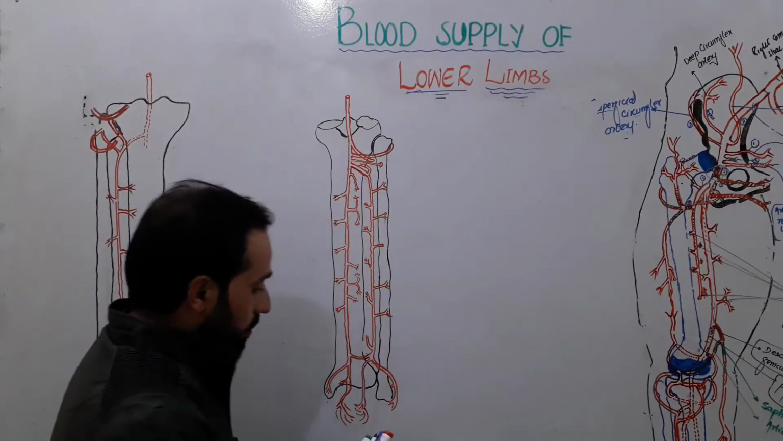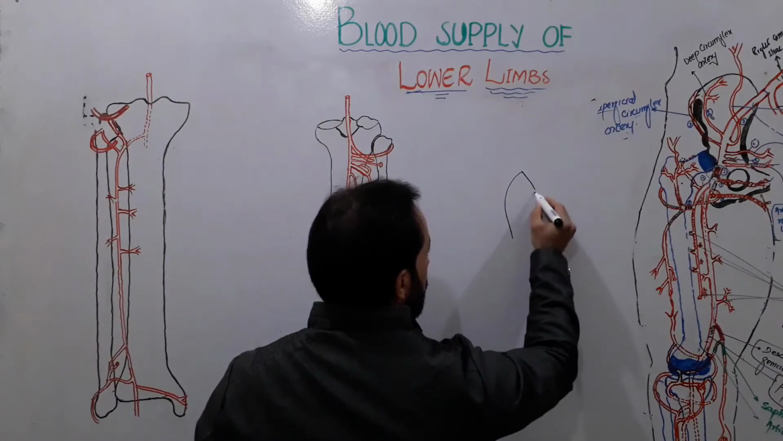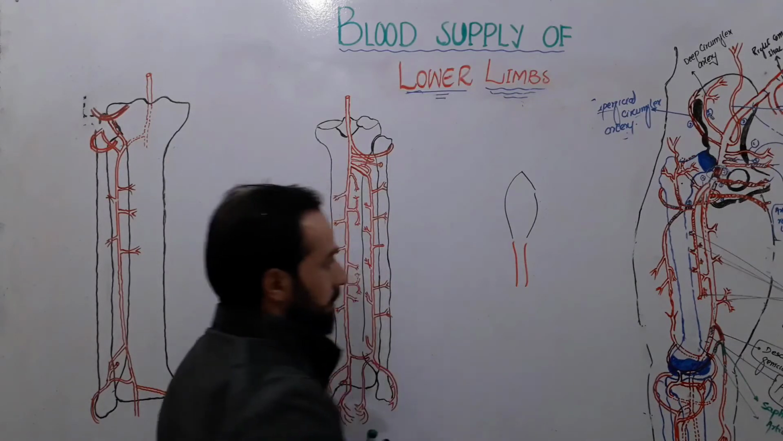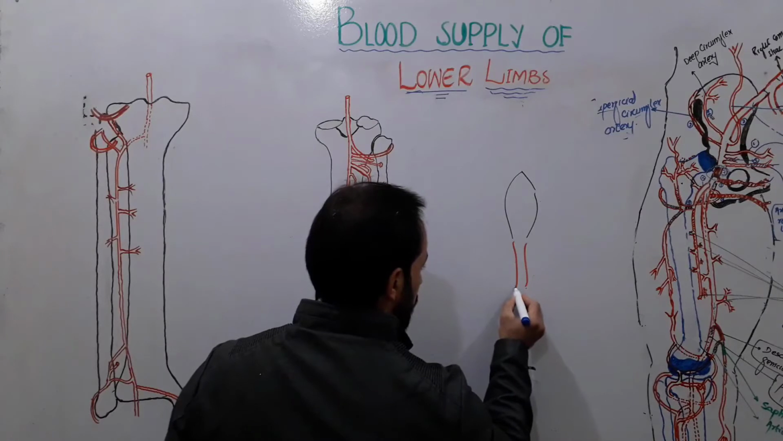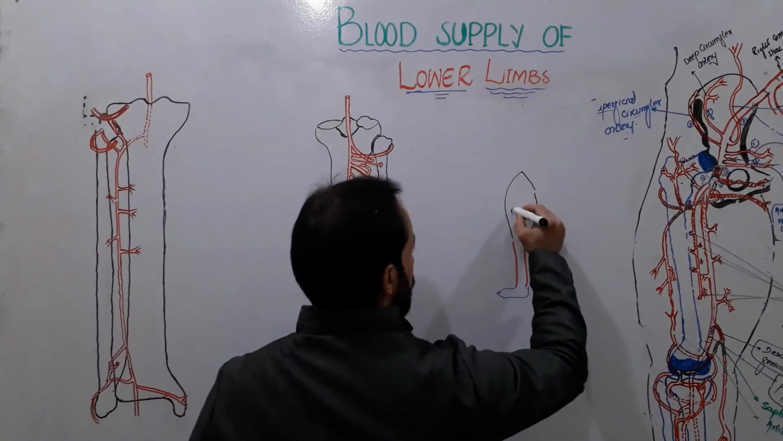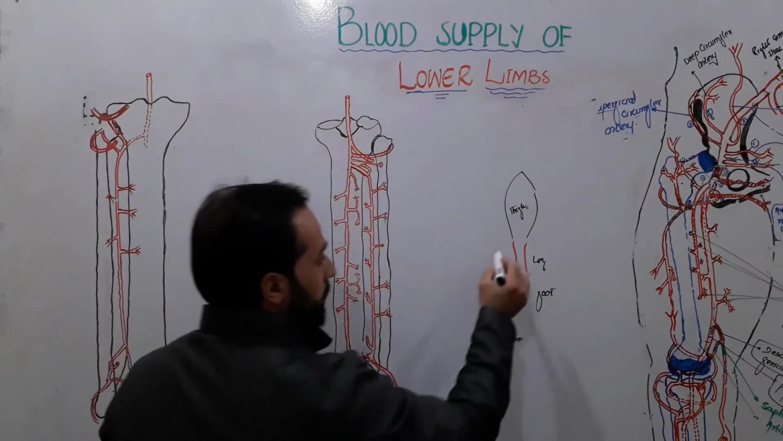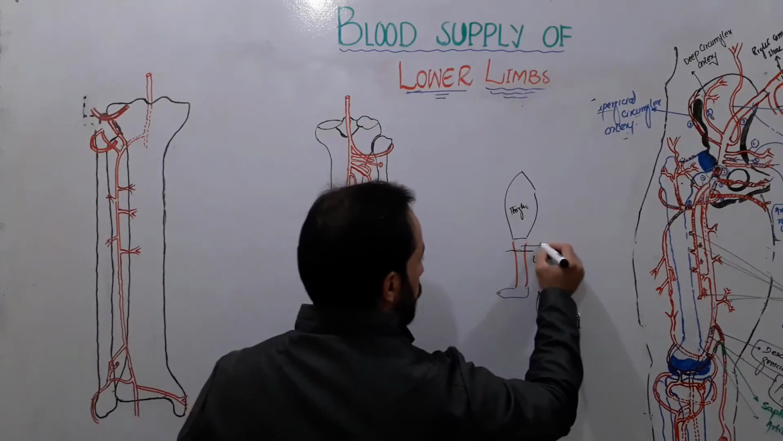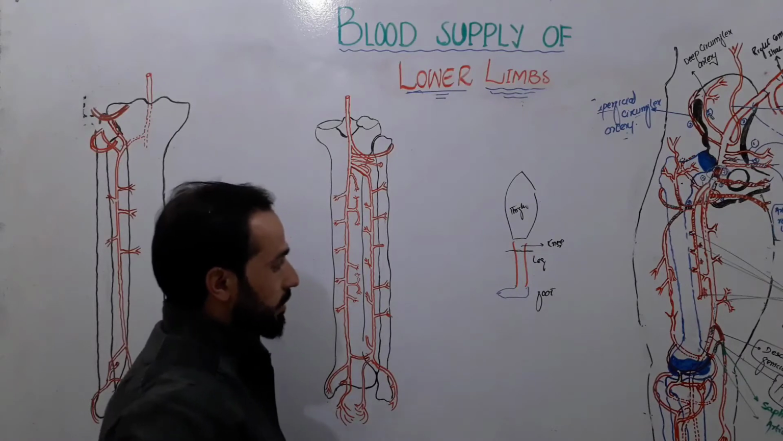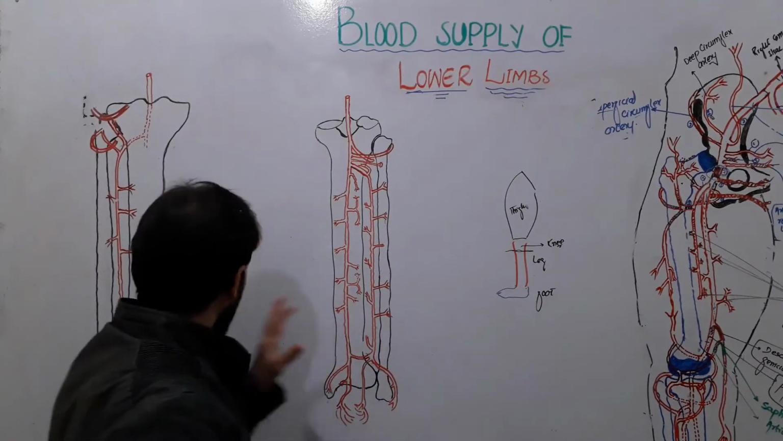As you know, our lower limb is divided into three important parts. First, there is the thigh region. Then there is the leg region. And then there is the foot region. So this is the foot. The lower limb is divided into thigh, leg and foot. We have discussed the branches of arteries up to here. Here is our knee joint. Now we are going to discuss the branches of arteries present in the leg, the anterior compartments and the posterior compartments of the leg.